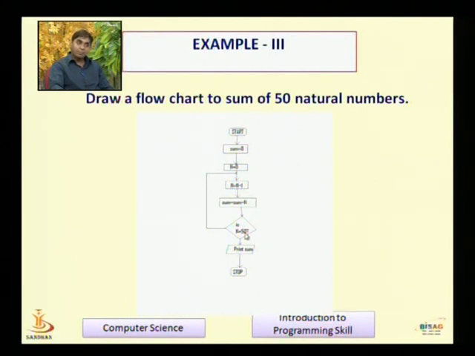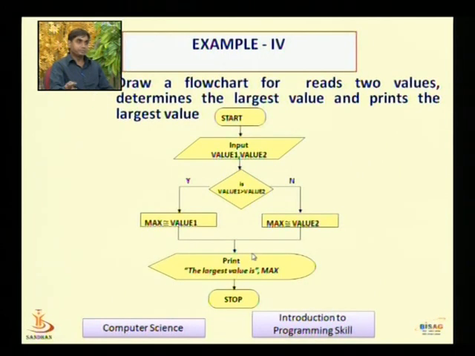We check if n is equal to 15. If it is false, then we come over here, and otherwise we print the summation.